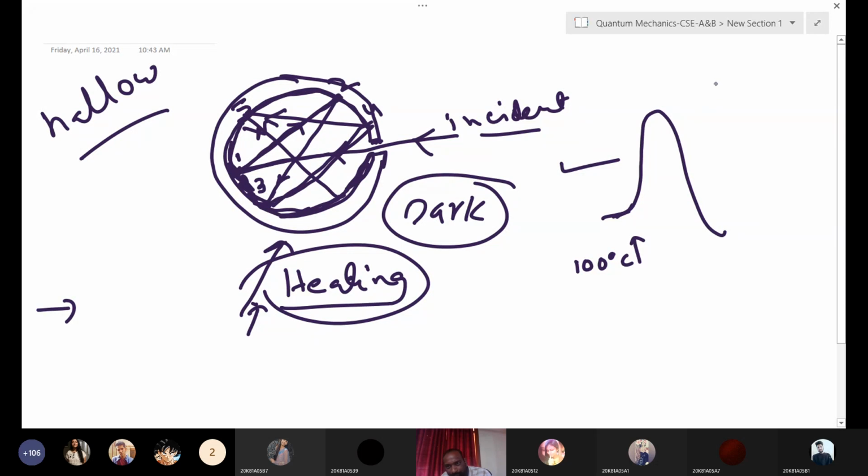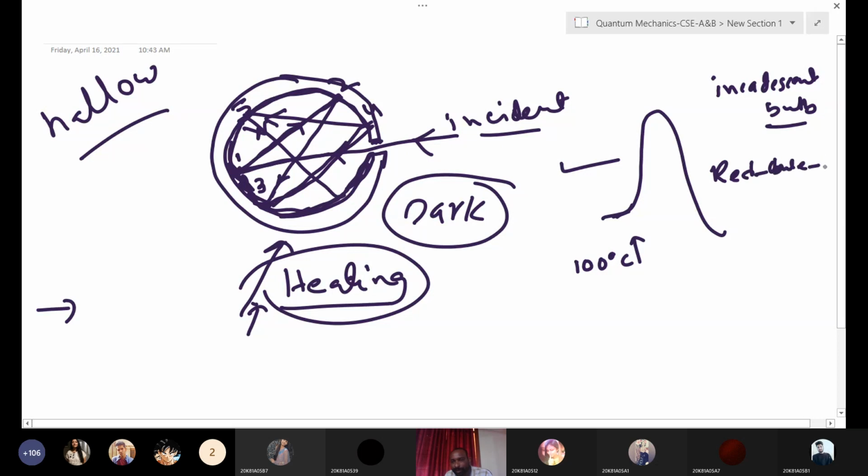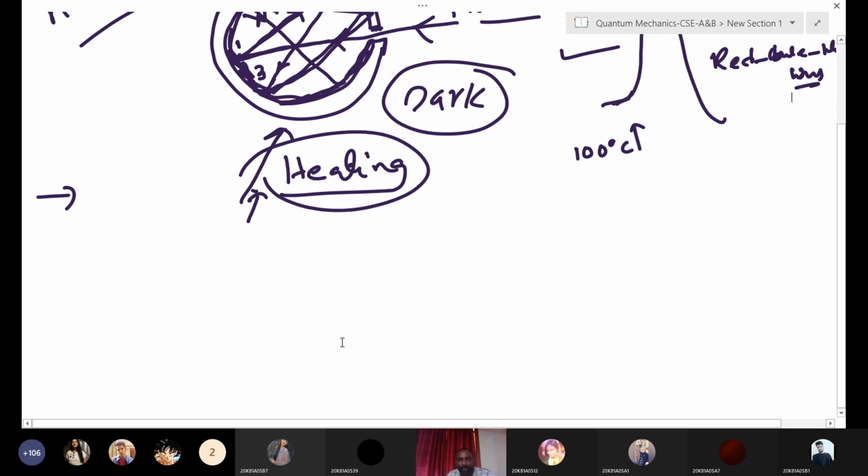Suppose you switch on an incandescent bulb. What happens? First it looks red, right? Initially it looks red. After that, slowly that color also changes, through green or blue. Finally, you get a bluish white color. You will see it here also: if you increase the temperature, if you heat the body, it will emit radiation.